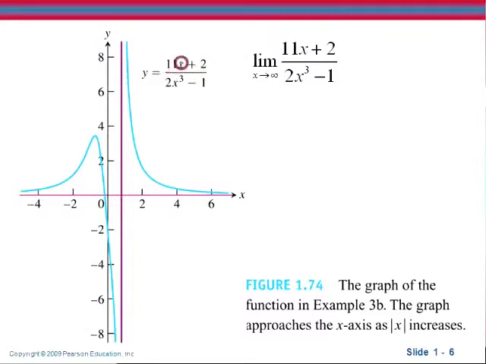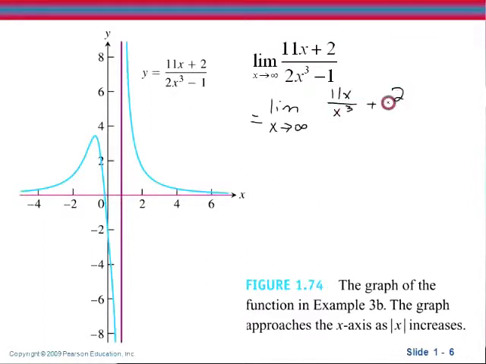Now let's take another example. This is the graph of y equals 11x plus 2 divided by 2x cubed minus 1. And let's think about what happens as our x's become larger and larger, so as our x's approach infinity. Again, we look at the leading term on the top and bottom, and we choose the one with the highest variable exponent, which is x cubed. That means we're going to divide every term, top and bottom, by x cubed.